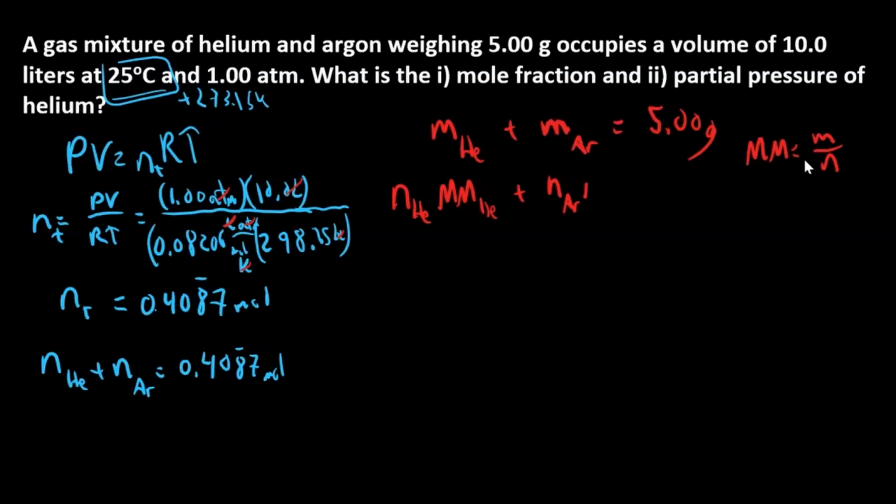My pen just cut out on me. There we go. Molar mass of argon equals 5.00 grams. All right, so now we have 2 equations with 2 unknowns. So in theory, this is solvable. And we're going to plug this in here. So we're going to keep moles of helium right here.